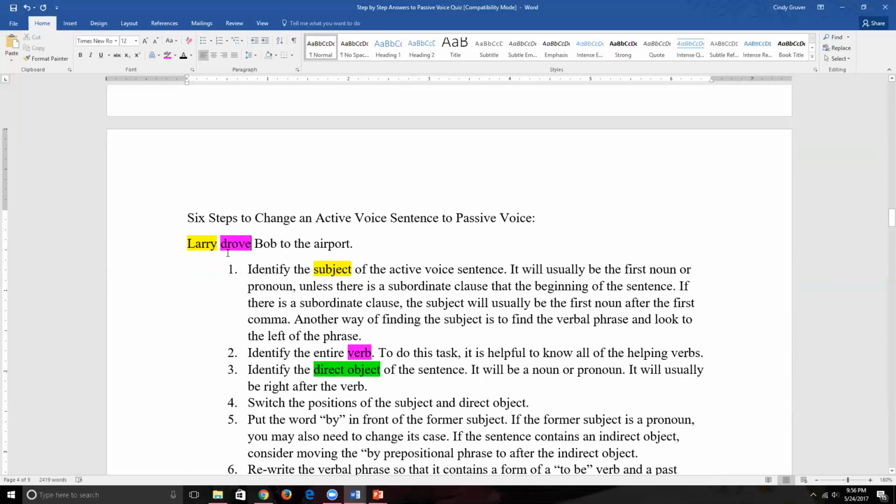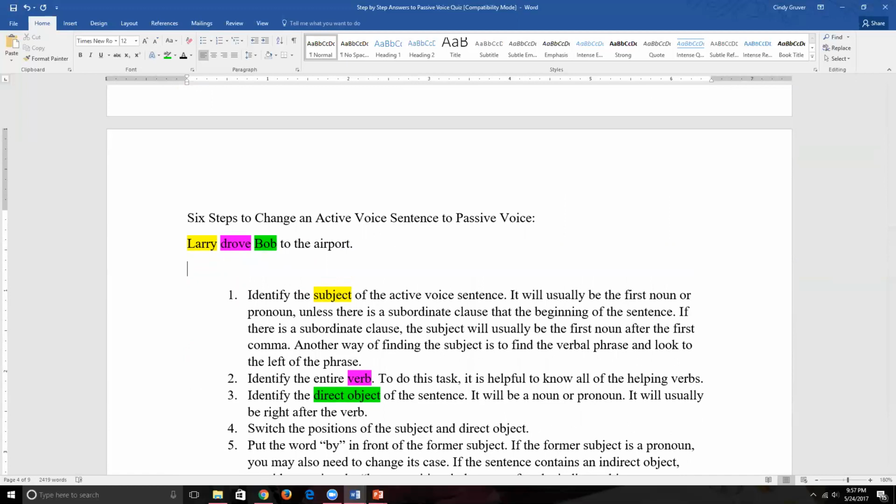Now we're going to identify the direct object. Not every active voice sentence is going to have a direct object, but this one does. Bob is receiving the action of the drive. He's being driven there. So now we're going to switch the two positions. I'm going to put the green word first, keep the verb in its place, and move the yellow word. And then I'm going to tack on the prepositional phrase to the very end. Let me just make the color clear so you can see what I've done.